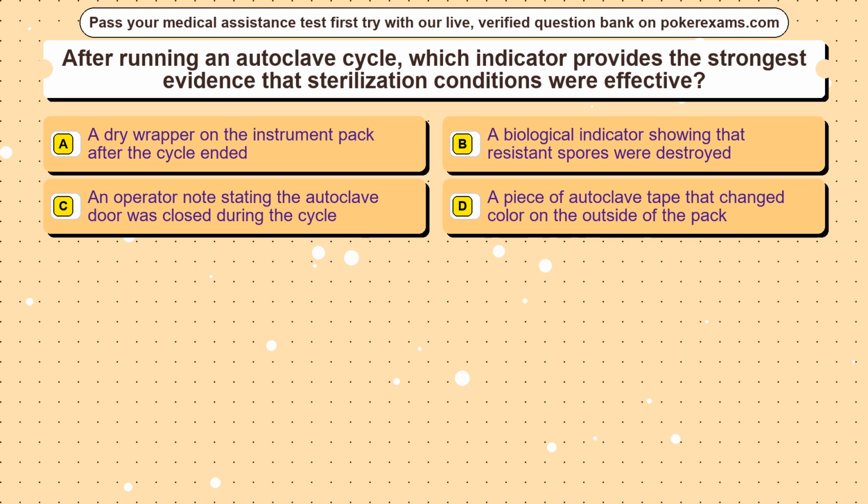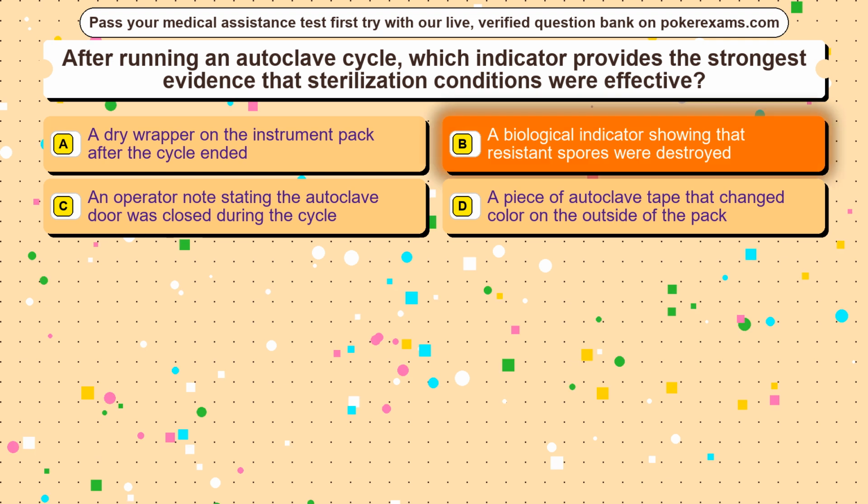Question 59. After running an autoclave cycle, which indicator provides the strongest evidence that sterilization conditions were effective? Option A, a dry wrapper on the instrument pack after the cycle ended. Option B, a biological indicator showing that resistant spores were destroyed. Option C, an operator note stating the autoclave door was closed during the cycle. Option D, a piece of autoclave tape that changed color on the outside of the pack.